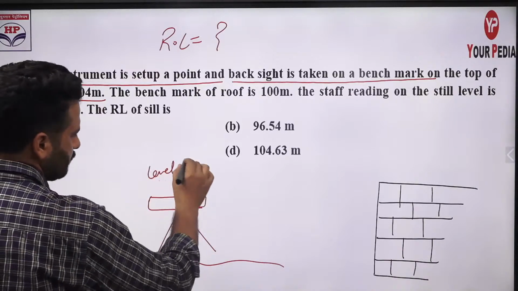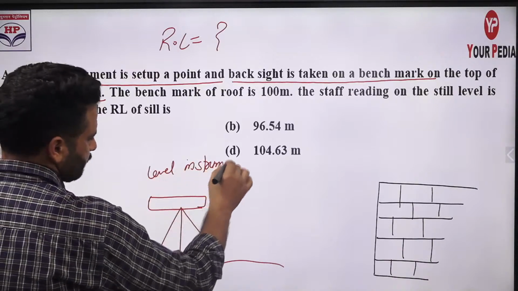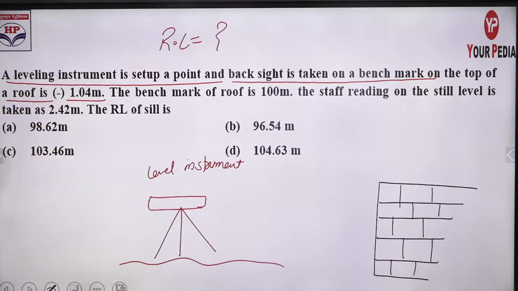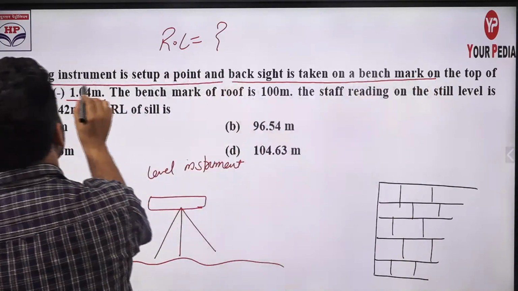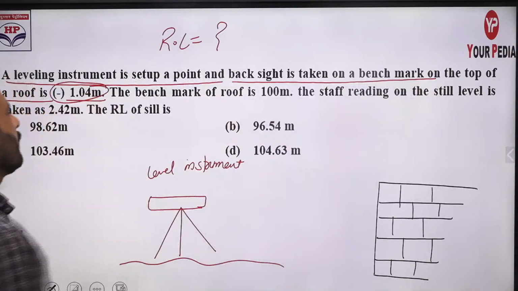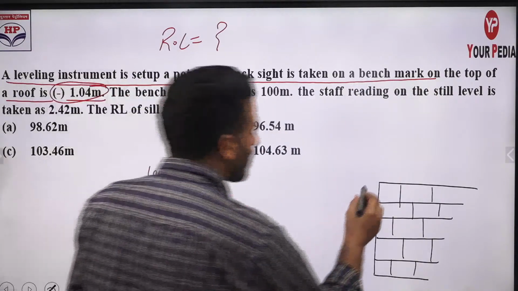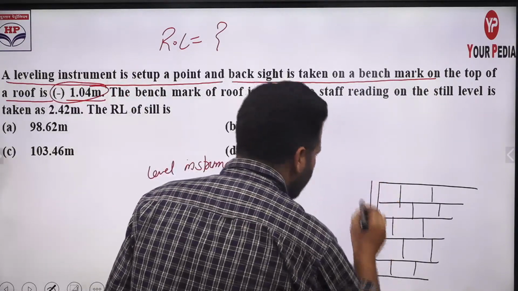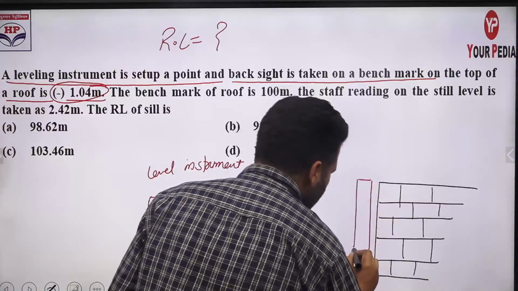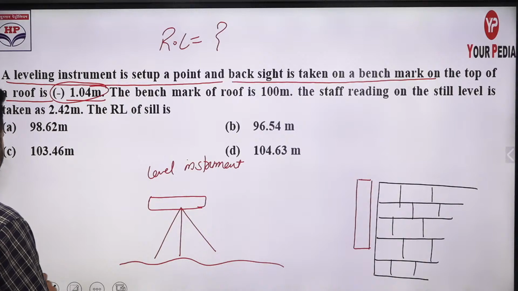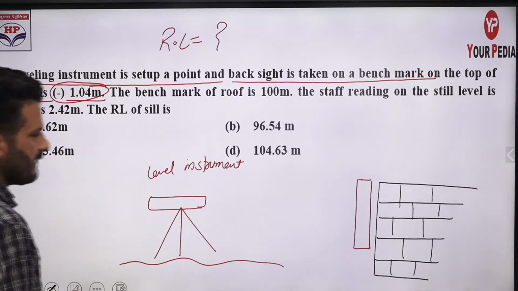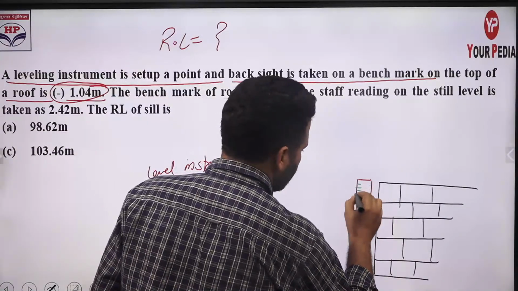And back side is taken on a benchmark on the top of the roof. Please pay attention, it is in minus sign, negative, meaning to say that the staff is in inverted position. Suppose this is your staff. Staff is a kind of graduated rod having graduation on its surface. The least count is 5 mm. Here you will find the graduation.